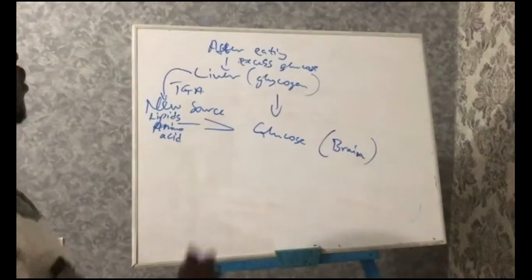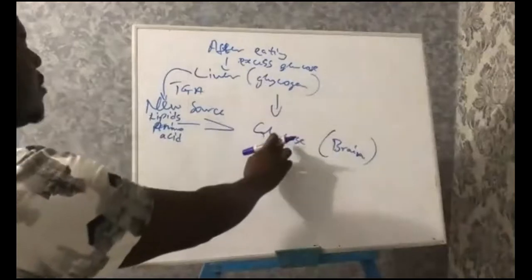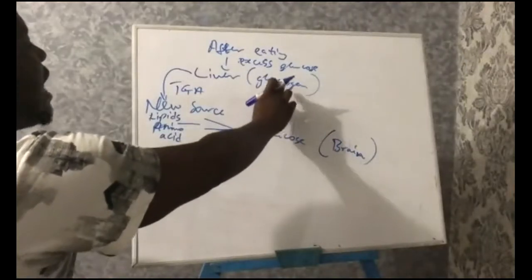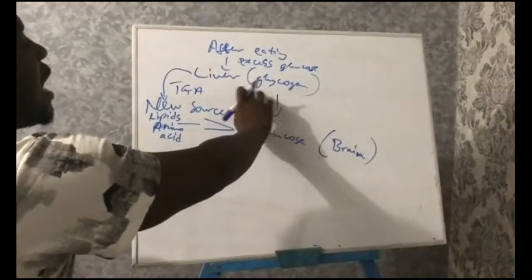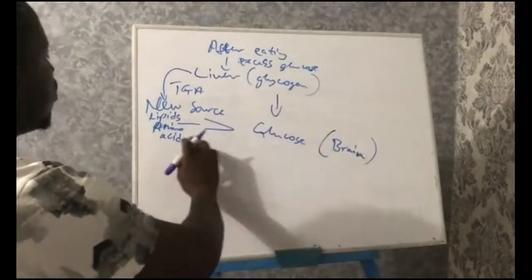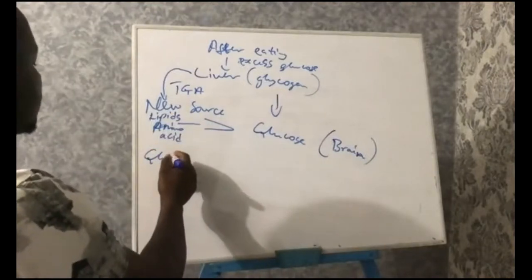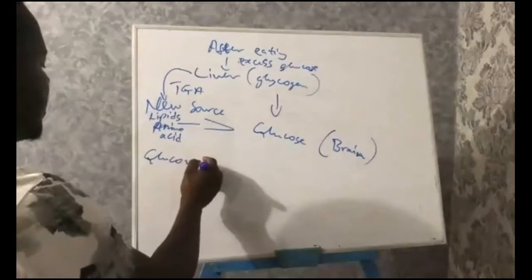So whenever you don't eat for some time, glycogen is converted to glucose. But if the glycogen store has been depleted, then we still need glucose for the brain. So glucose will be produced from new sources, and the process of producing glucose from new sources is called gluconeogenesis.